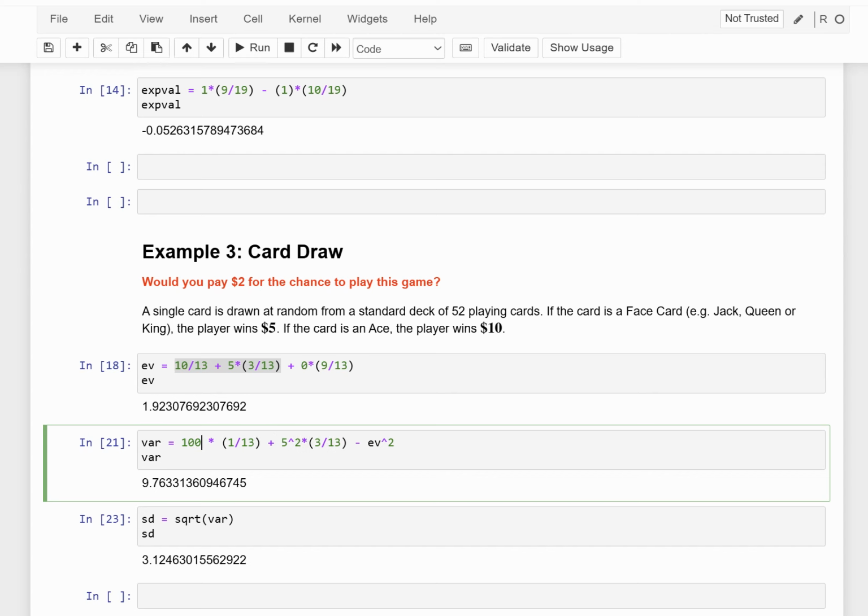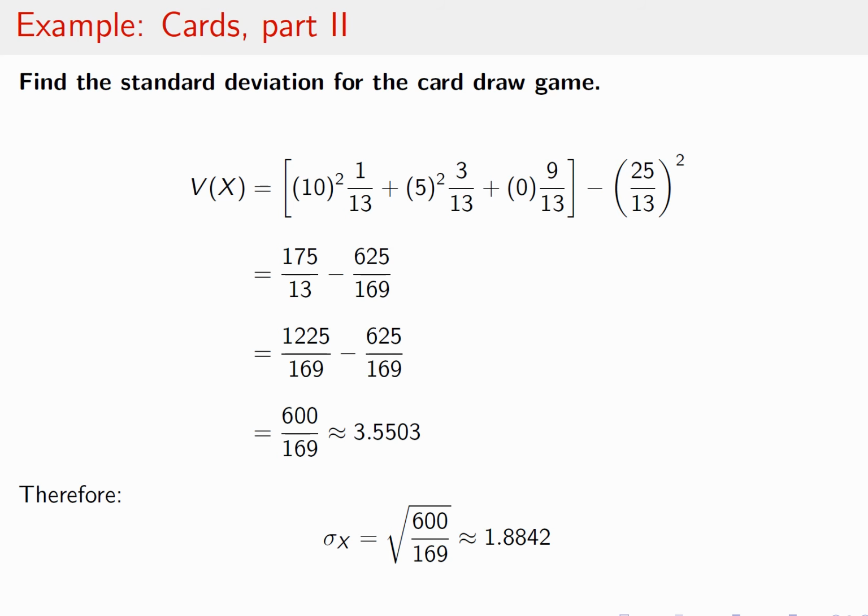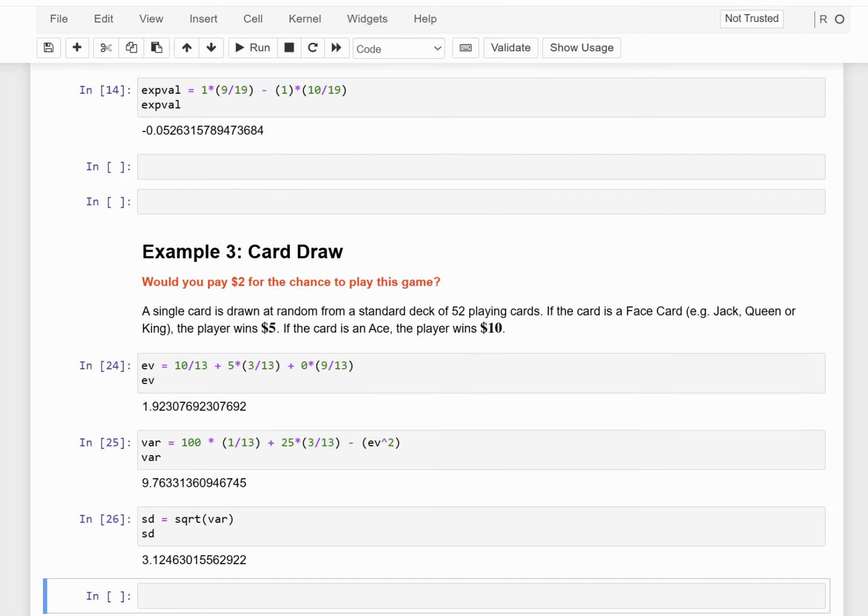Just write this as 100. And write this as 25. And the EV squared, .1246, and it's frustrating me that I either did the calculations wrong on the slide, which is possible, or I don't see what I could be doing wrong here.